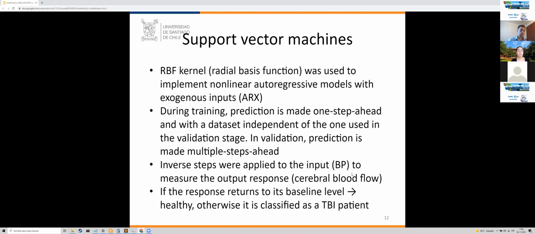During the training of our models, prediction was made one step ahead and with a dataset independent from the one used in the validation stage. In validation, prediction was made multiple steps ahead. With our model trained, we applied an inverse step to the input, simulating an abrupt drop in blood pressure to measure the output response. In simple words, the recovery of cerebral blood flow after an abrupt drop of pressure.